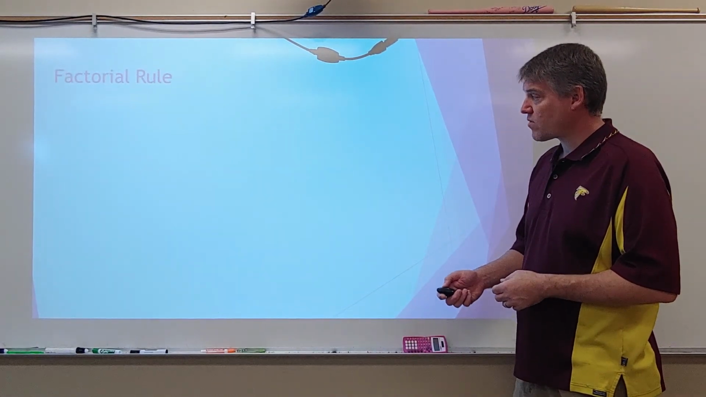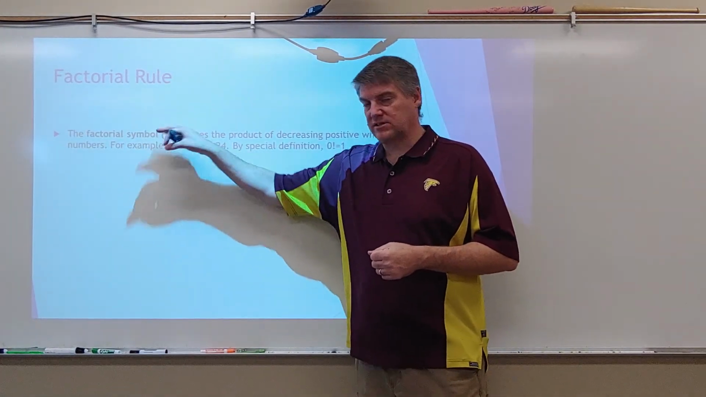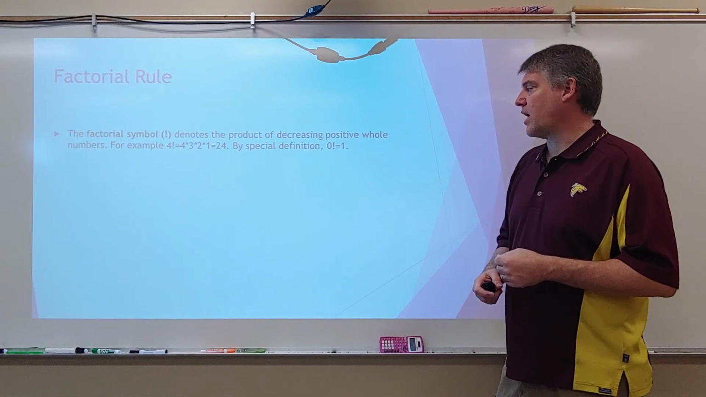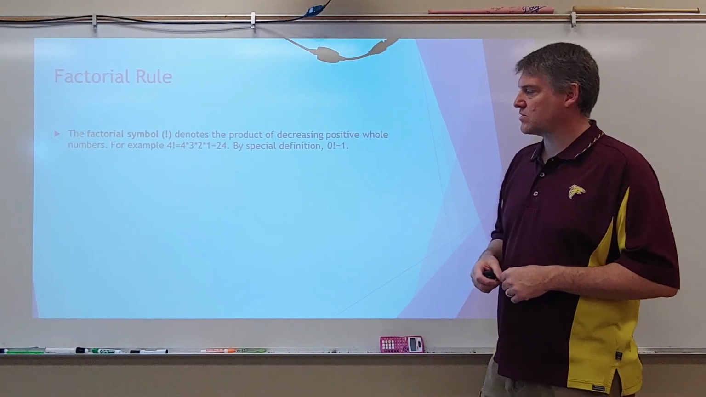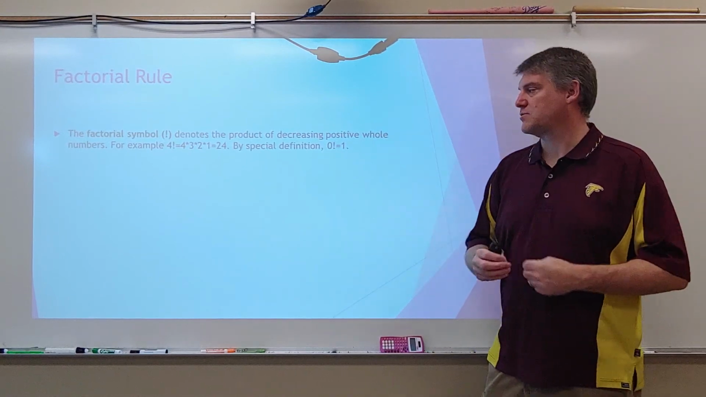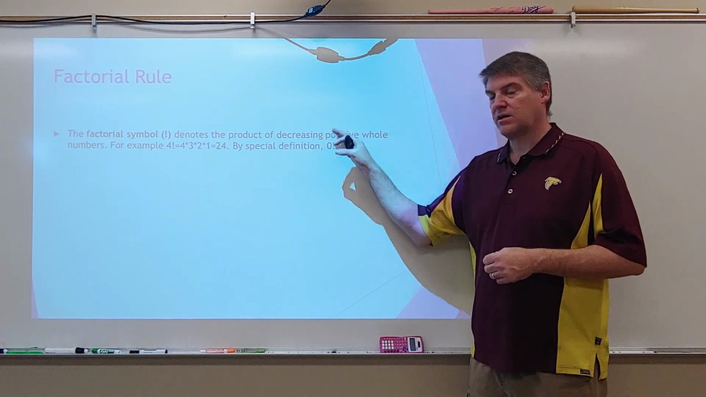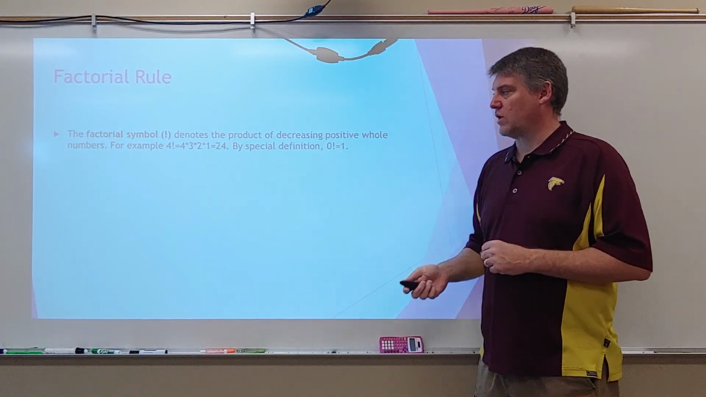Factorial rule. The factorial symbol, which is this exclamation point, denotes a product of decreasing positive whole numbers. For example, 4 factorial is 4 times 3 times 2 times 1, which equals 24. By special definition, 0 factorial is always 1.